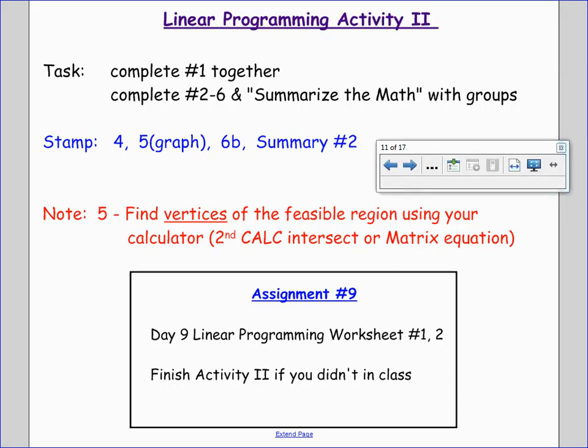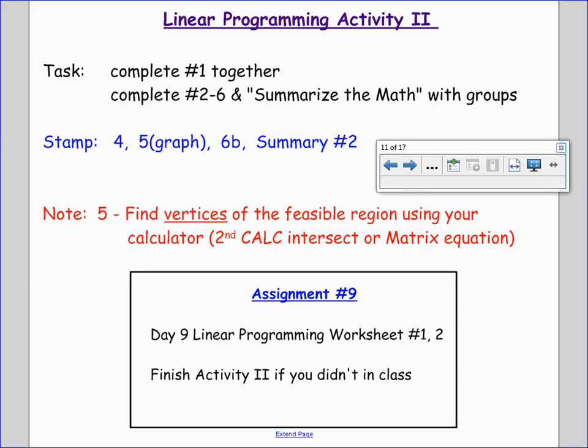You're going to be put in the role of an astronaut planning team where you're going to determine the optimal combination of food bars and energy drinks so that the nutritional requirements are met as you go into space. And so we're going to do number 1 together. Then we're going to take a look at number 2 to 6 and summarize the math with your groups and your cooperative learning groups. We've got stamped eligible items that include number 4. 5 is the graph, and so after you guys have your graph correct, that's a stamped eligible item. 6B, and then the summary number 2. And so the summary number 2 then is your 4th stamped eligible item.